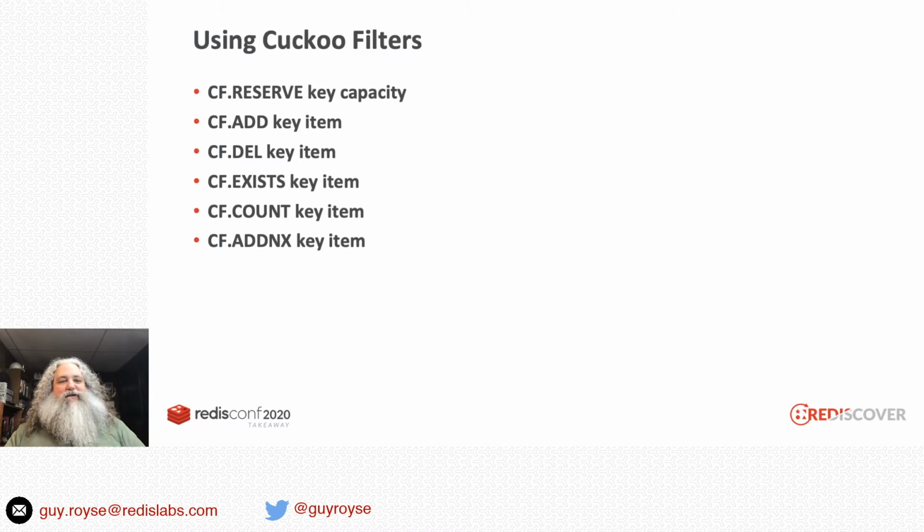Add NX is, I think, particularly interesting because add NX will add it if the count is 0, if it's not there. Add if it doesn't exist. But if it does exist, it won't increment it. And this could be useful because you don't want to use the counting aspect of it. But it's a little slower because it's got to check to see if it's there before it adds it. Whereas CF add just goes ahead and does the math and adds. It just goes and does it. So depending on your need, you may want to use one or the other.